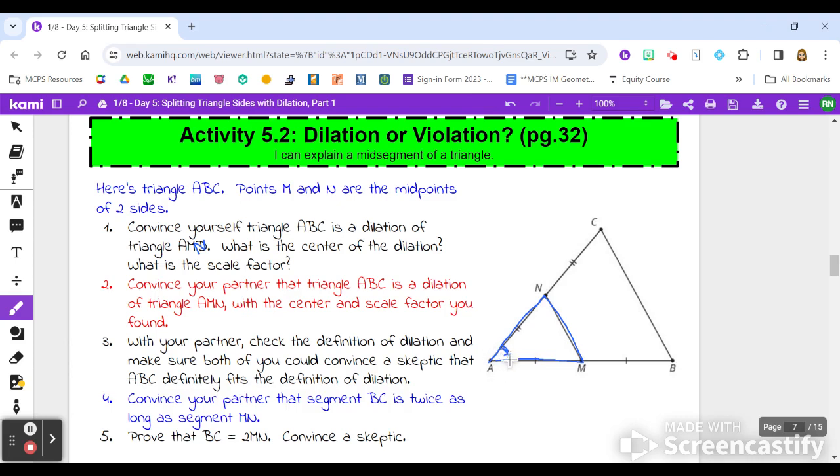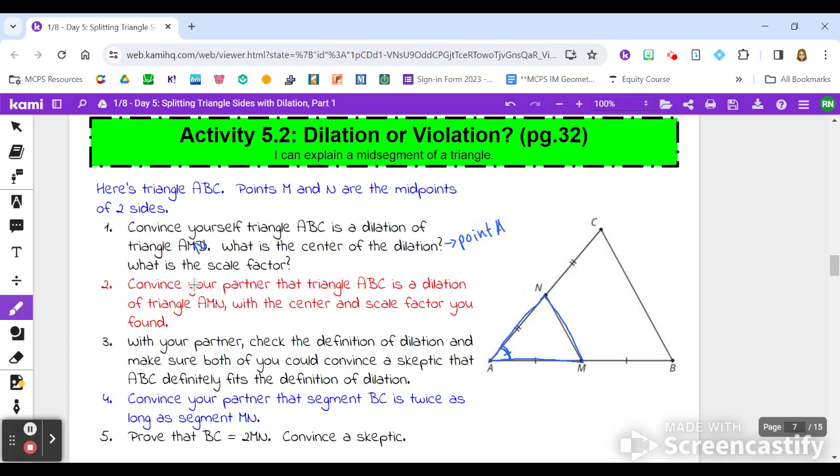If we have a shared angle like this, then the vertex of this angle becomes our center of dilation. So everything is coming out through or starting at A and going through the other points. So our center of dilation is point A.